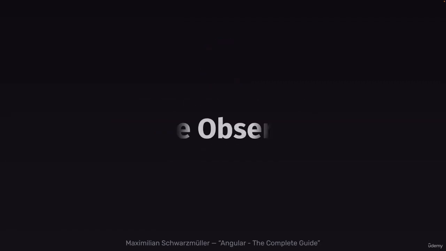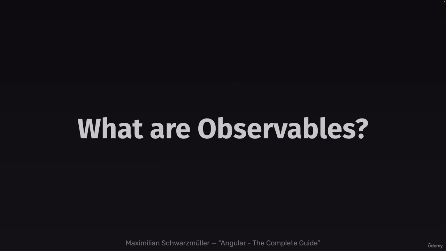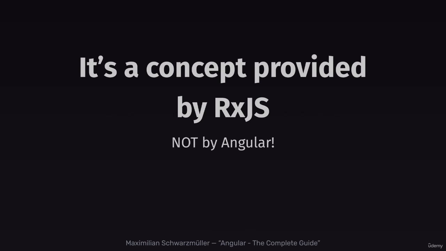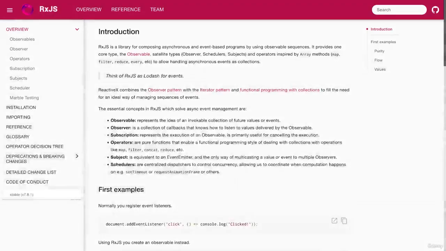What exactly are observables? So, what are observables in Angular? Well, first of all, it's not an Angular specific concept. Instead, it's a concept introduced by a third-party library called RxJS, which is independent from Angular, but which is used by Angular also internally in certain parts, and you'll see it being used by Angular in future course sections.